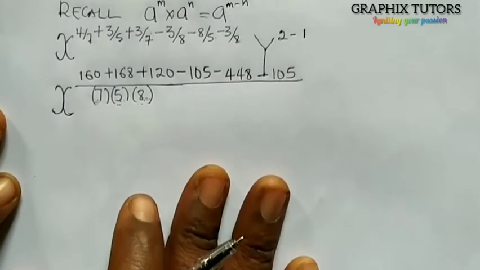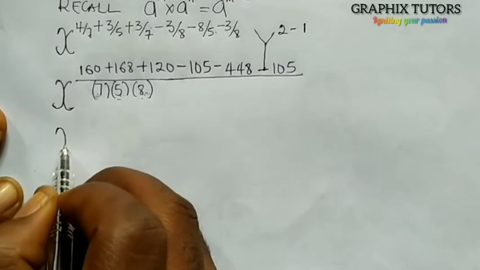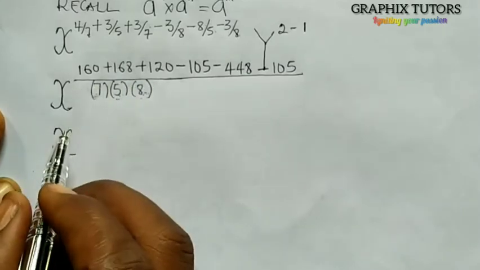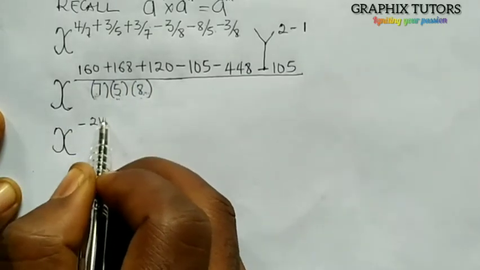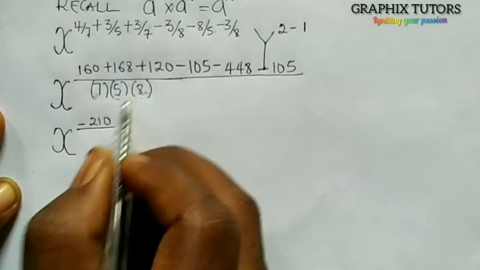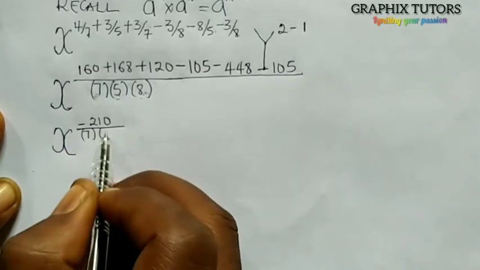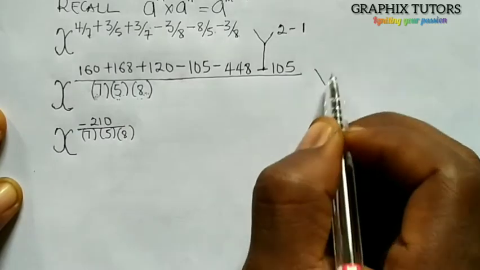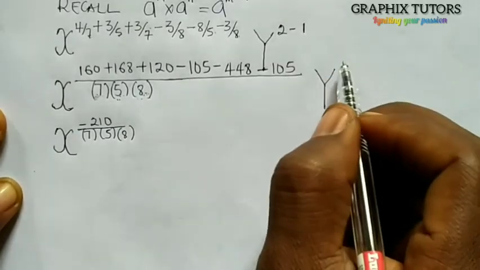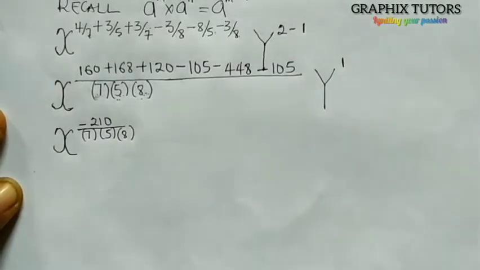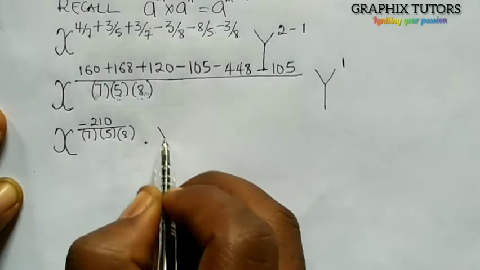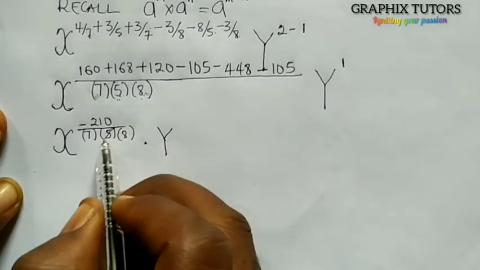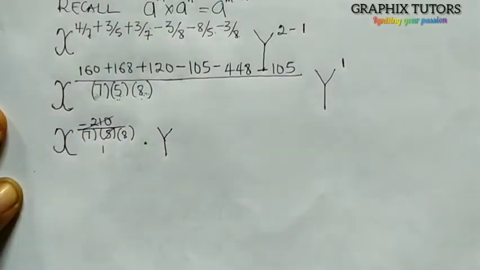Now we move forward. Now I'll have my x. So when you add all these things here, you're having minus 210, all over, I don't want to multiply this, I just want to leave it this way, 7, we have 5, and we have 8, right? Then don't forget here, we have my y still standing. So 2 minus 1 is what? 1. So that is that. Now from here, multiply by my y, because y raised to the power 1 is y. Now if you look at this now, 5 in here, 1 in 210 will give me 42.